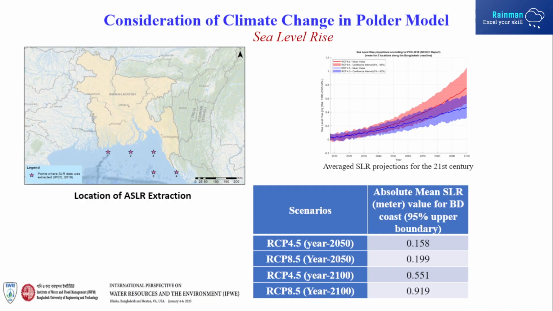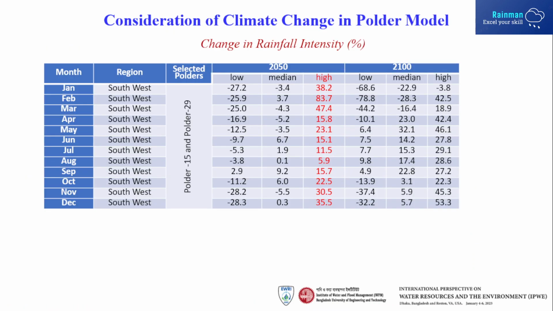And this is the sea level rise which has been taken, and this is actually absolute sea level rise for RCP 8.5 for the projection of 2050. We have taken a 0.2 meter sea level rise for the year 2050, and we used it for the sea level rise condition or climate change condition.